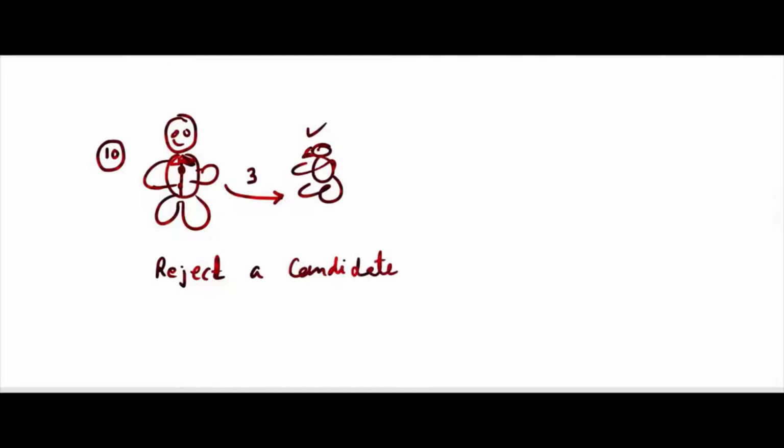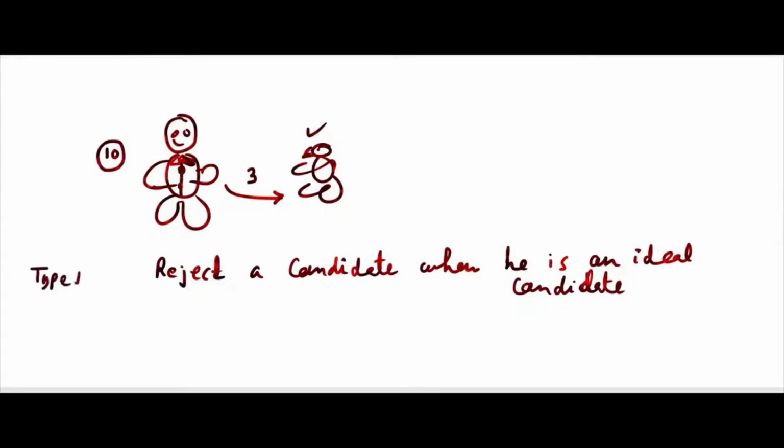When the hypothesis is true, when he is an ideal candidate, if I make this mistake, I'm committing an error. That is called type 1 error. This is type 1 error. So what is type 1 error? I reject a hypothesis, okay, when it is true.